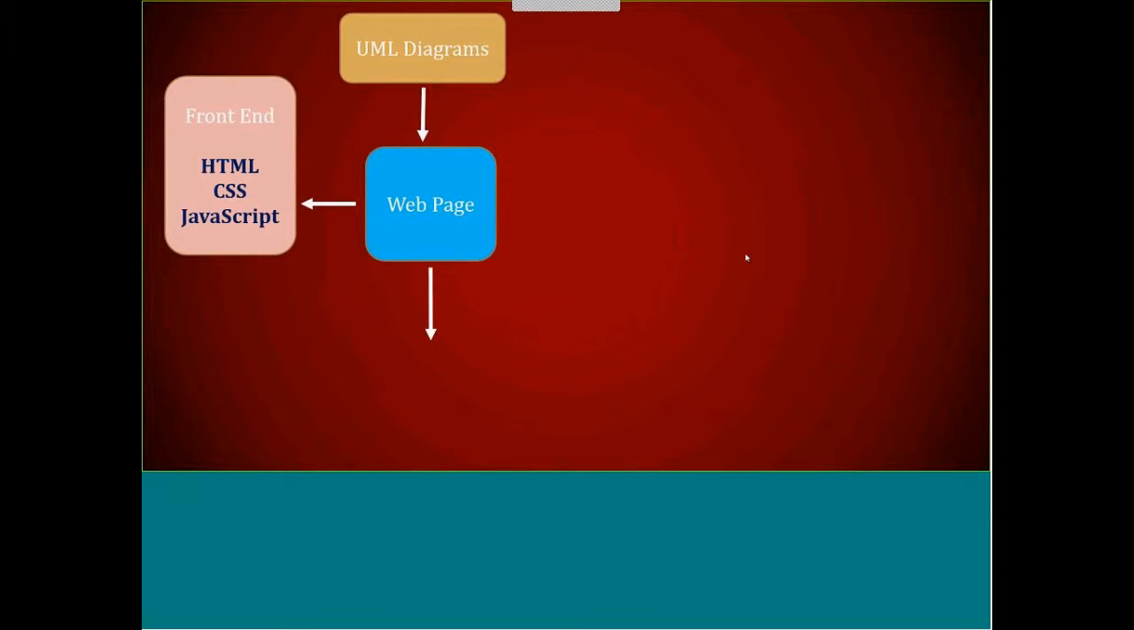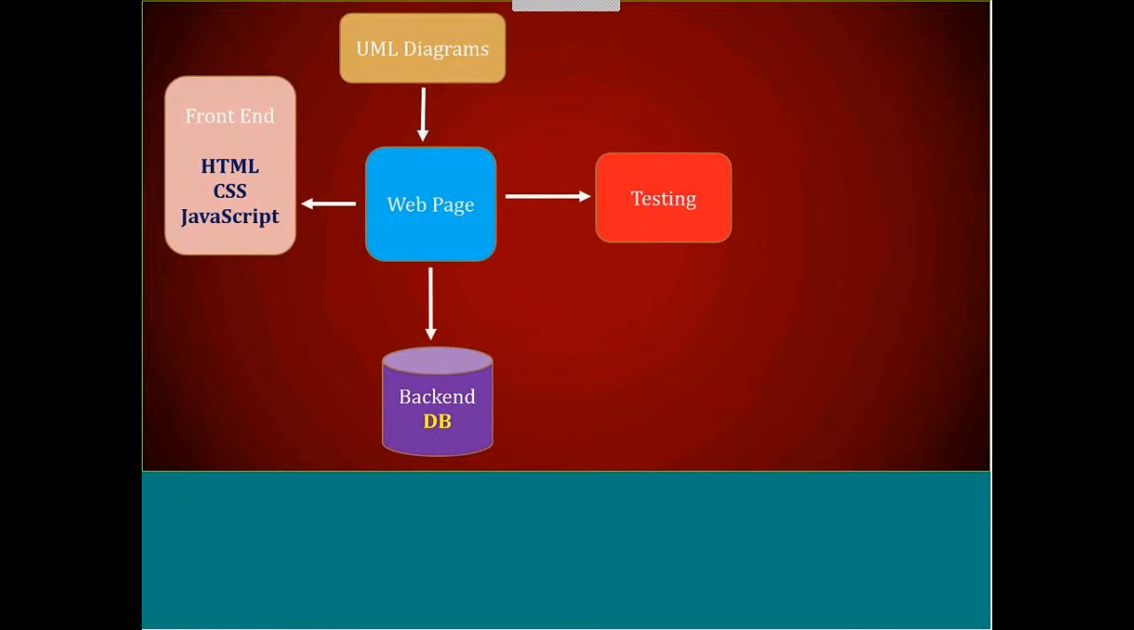Once you have these web pages static, create a backend, right? And you do the coding part. And once you have the application ready, you will do the testing. So this is the overall life cycle of an application. Now, having said this, let's see an example with the tools.